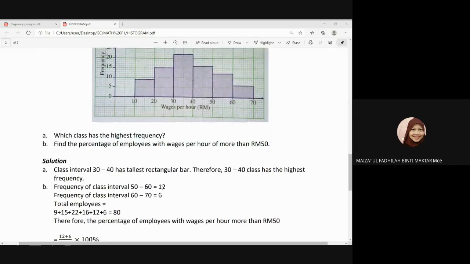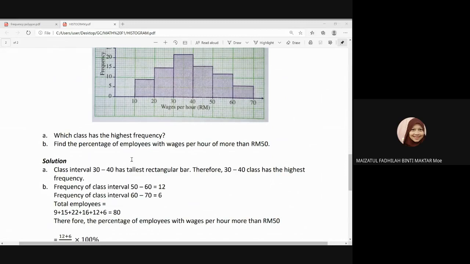The next one: find the percentage of employees with wages per hour of more than 50. More than 50, so that is 50 to 60. You must count this one. How many? 10, 11, 12. So the interval between 50 to 60 has a frequency of 12, and the frequency between 60 to 70 is 5, 6.